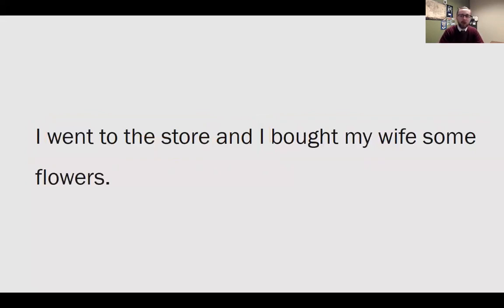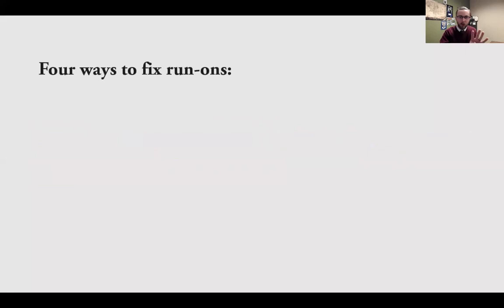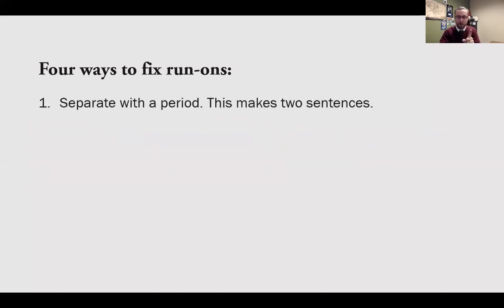So what do we do? What do we do when we have a run-on like this? I'm going to give you some strategies to correct this. You might already see some simple things that you can do to fix it, but I'm going to go through 4 ways to fix a run-on. And then we'll go back and we'll practice with that sentence we were just looking at. Number 1, separate with a period. Just make it into 2 sentences. I have one subject and predicate over here. I have one subject and predicate over here. Just break them apart. That works.